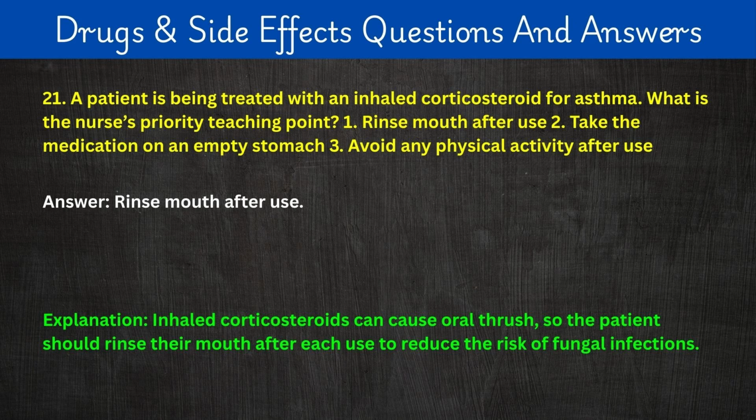22. A patient who is receiving antiplatelet therapy is at risk for which of the following complications? 1. Stroke. 2. Bleeding. 3. Hypertension. Answer: bleeding. Explanation: antiplatelet drugs prevent clot formation, which increases the risk of bleeding. Monitoring for signs of bleeding is critical.